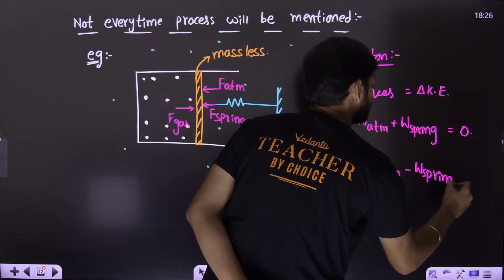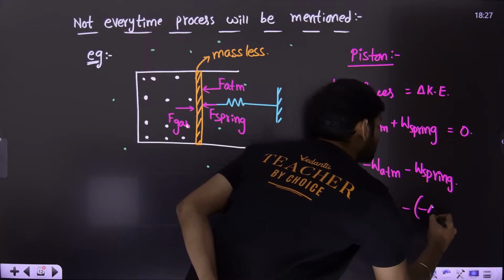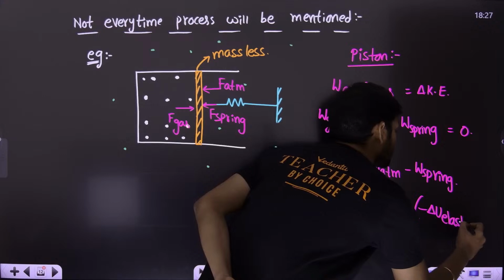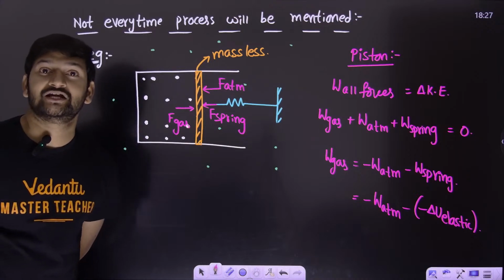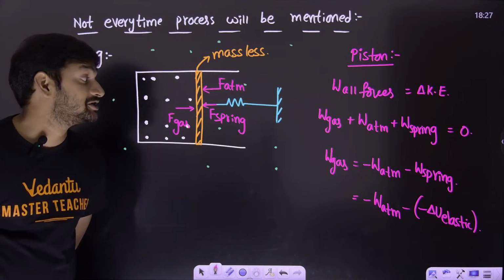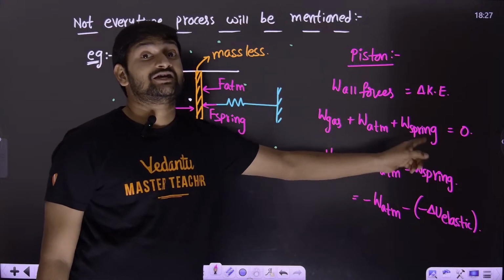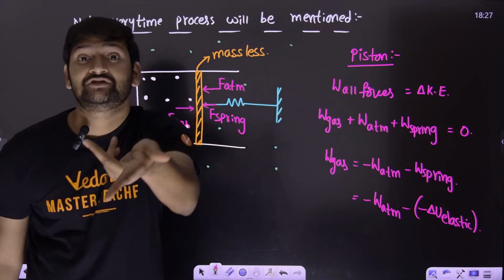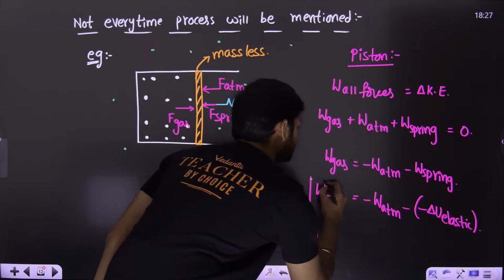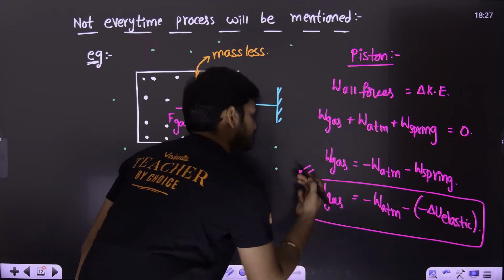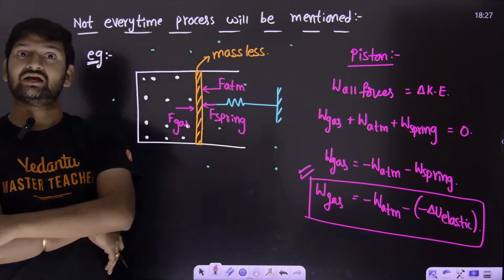And from the work power energy chapter, work by spring can be written as minus of change in elastic potential energy, because spring is a conservative force, and work done by conservative forces will be minus of change in potential energy. Now look, without even knowing anything about the pressure of the gas, just by knowing the surroundings, are we able to calculate work done by the gas? Yes, we are able to calculate.